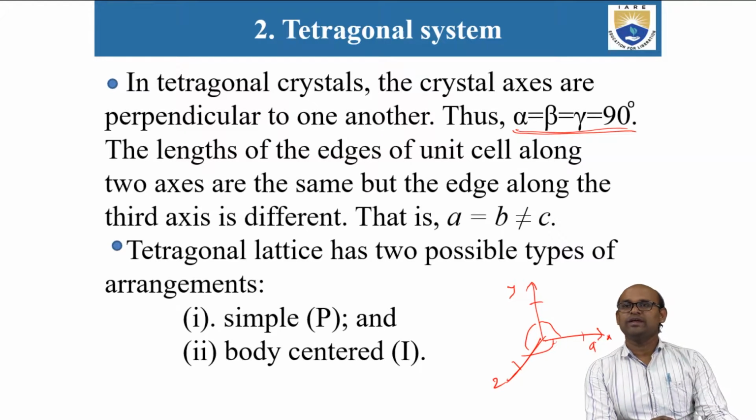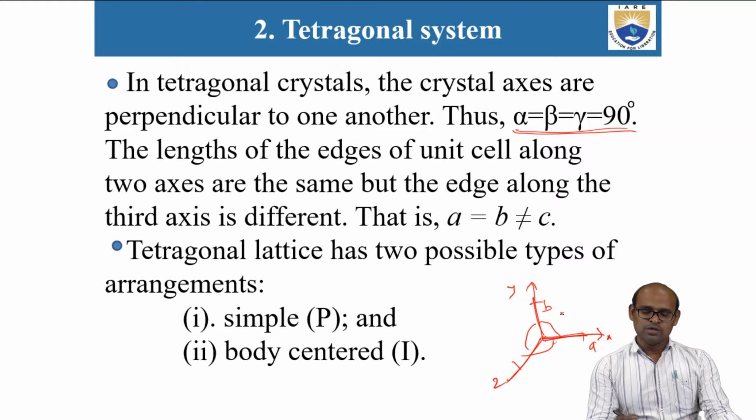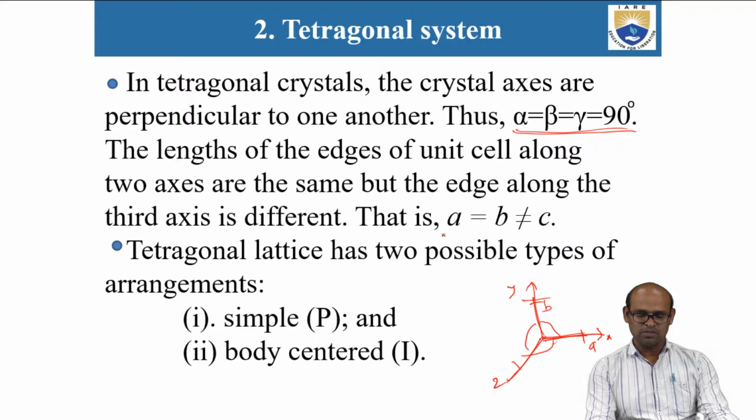So the lengths of the edges of the unit cell along 2 axes are the same, but the edge along the 3rd axis is different. So suppose I take the axial length along the x axis as a, along the y axis as b, and along the z axis as c. The axial lengths along the x and y directions are the same. So a equal to b, but they are not equal to c. So this is the condition for the axial lengths.